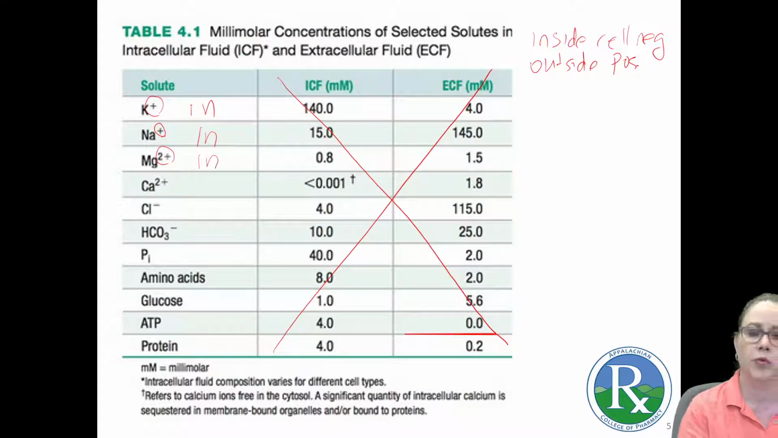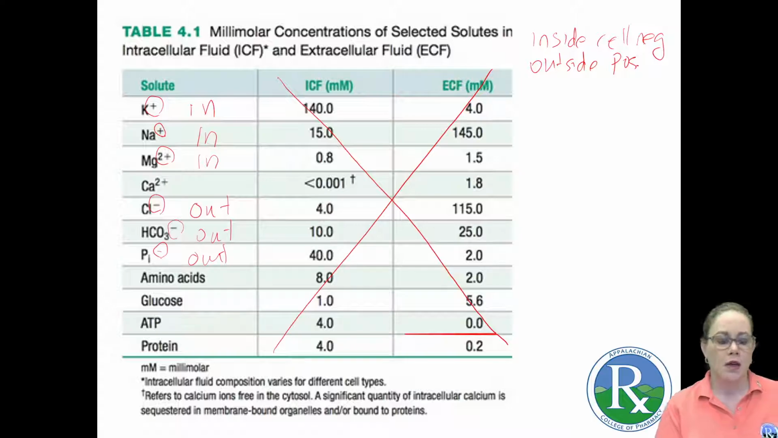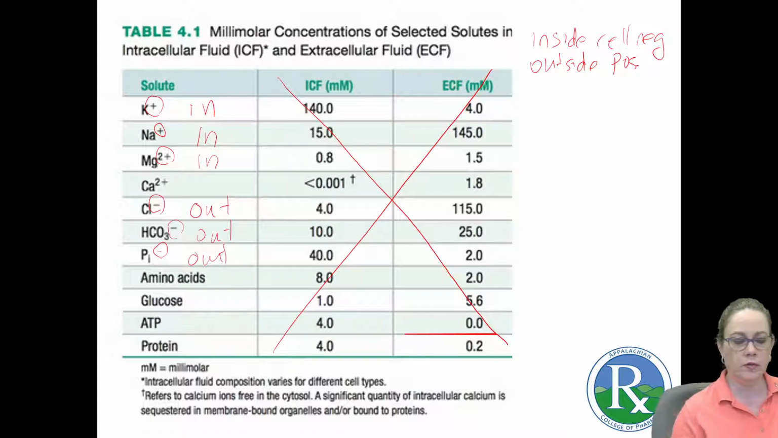Magnesium will move in. We'll just skip ahead here to a couple. Chloride, negative charge, will want to move out. Bicarb will want to move out. Phosphate is also, it's not shown, but there is a negative charge on phosphate, so out. Our amino acids and proteins, we're not going to worry about those. Those are more complicated because they have multiple charges associated with them.